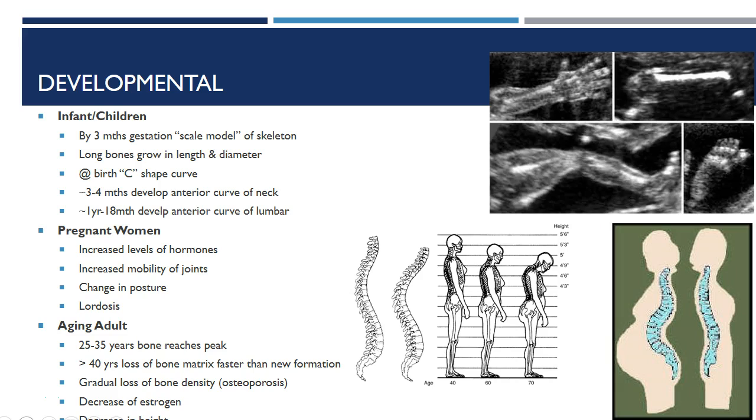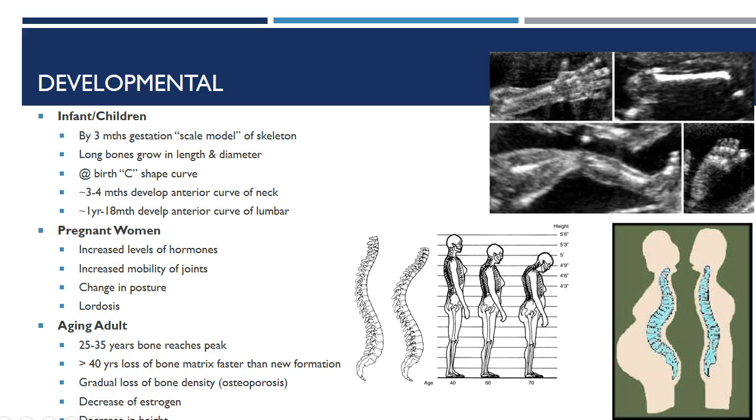They have an anterior curve of their neck by 3 to 4 months, and then between 1 year and 18 months, they develop the anterior curve of the lumbar. A woman that's pregnant has increased levels of hormone and increased mobility of joints. Their posture changes, and they might develop lordosis. You see the spine of a pregnant woman goes much further in than a regular spine.